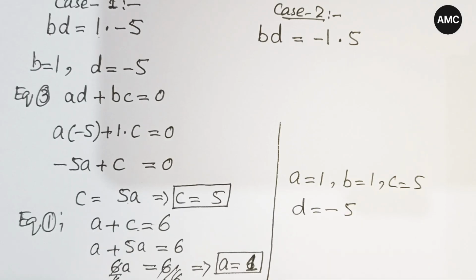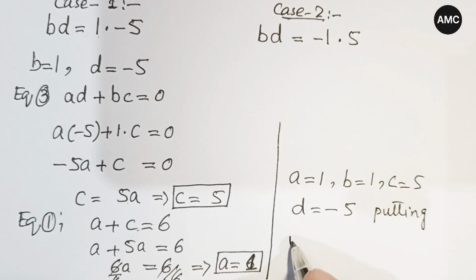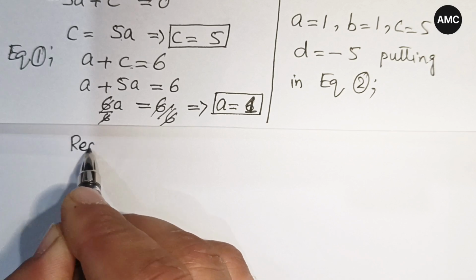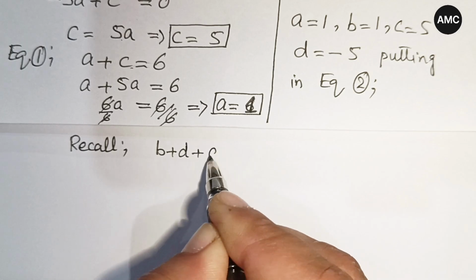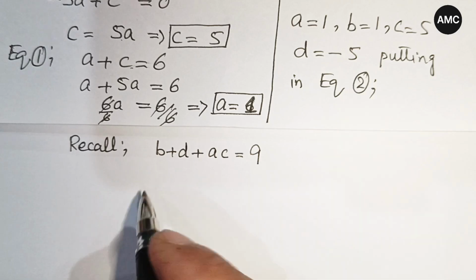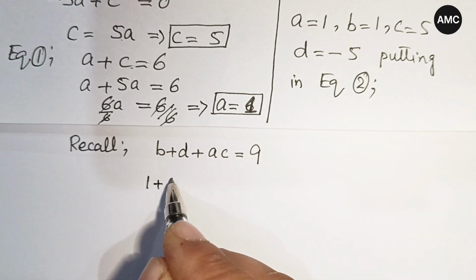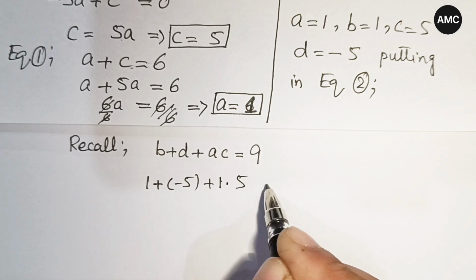Now we are going to check by putting these values of a, b, c and d in equation 2. Now recall equation 2 here. Equation 2 is b plus d plus a times c is equal to 9. Here putting the value of b, that is 1, plus d is minus 5, plus a times c, where a is 1 and c is 5.